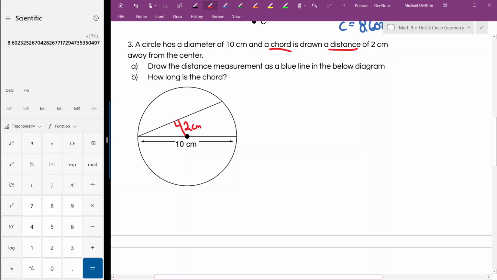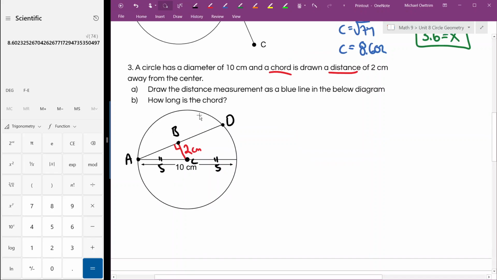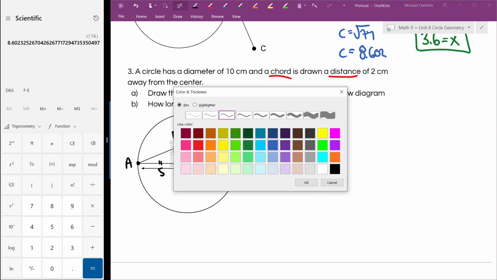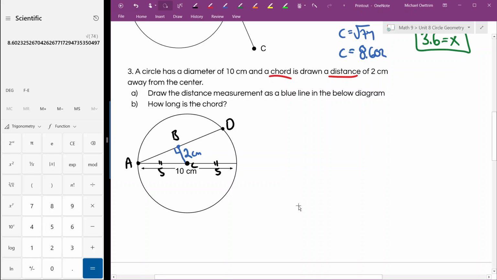Okay. Now the other thing I know is that if I have a whole diameter of 10, then each half of that diameter is 5. So I can go ahead and mark those in. I'm also just going to label some points here on my diagram. And again, the letters that you use for this really don't matter. So we've done part A. We drew the distance as I was told to use blue. Well, that's fine. Through the magic of editing, let's make that blue. Lovely. Not that it really matters, of course. And then we want to know how long is the chord.